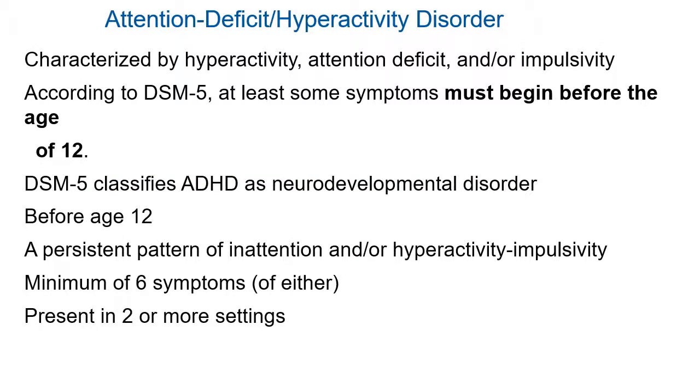Now, ADHD is defined by DSM-5 based on 4 criteria. First, age. Onset or symptoms must begin before the age of 12. 2, there must be persistent pattern of inattention or hyperactivity, and these must be persistent for at least 6 months, and it could be either or, inattention or hyperactivity. And these symptoms must be present in at least 2 or more settings.